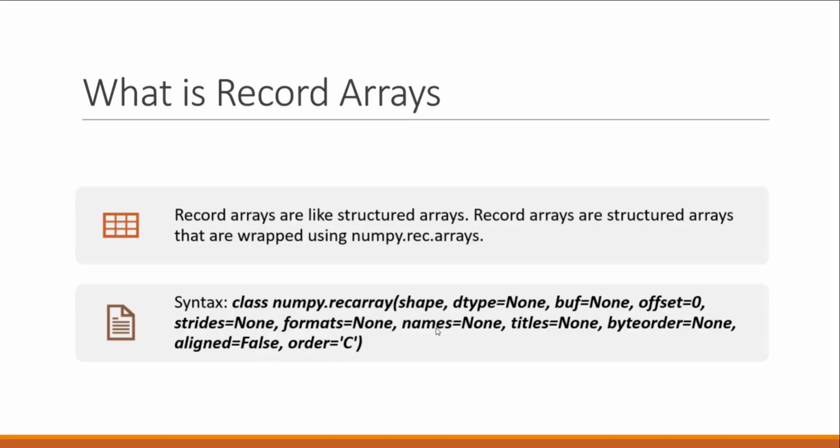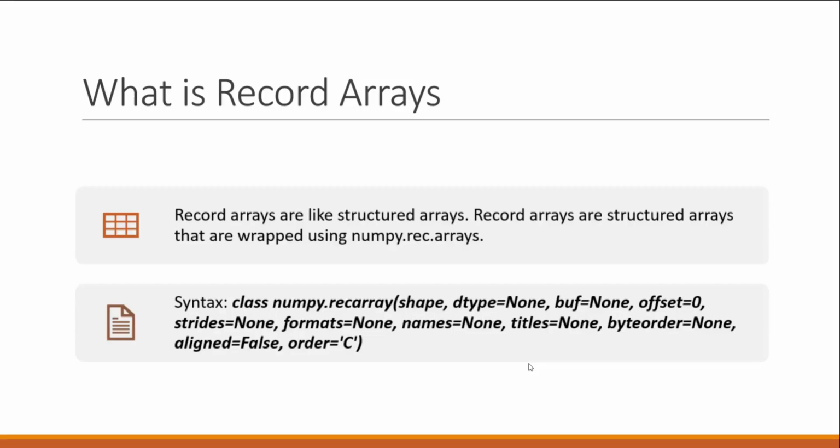And the next parameter is names. It holds the name of each column, and it is a tuple of strings, for example 'a', 'b', 'c' in single quotes. The next parameter is titles, and it specifies the aliases for column names, and by default it takes a None value. The last parameter is byteorder, and it specifies the byte order for all fields, and it always returns an output array of the given shape and data type.